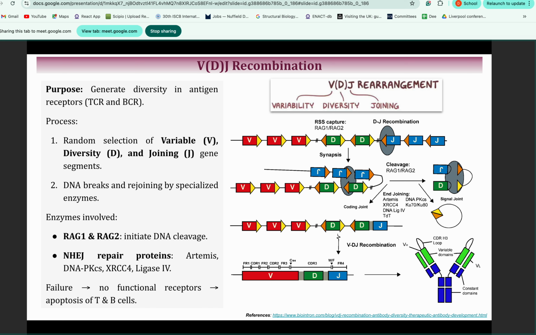If there are diverse antigen receptors, they can bind to different antigens present in our body, or whenever some foreign particle attacks us. But if there is a problem in this VDJ recombination, we will not have enough diversity of antigen receptors. So our antibodies will not be able to fight against all those antigens, which will ultimately lead to the apoptosis of T and B cells.